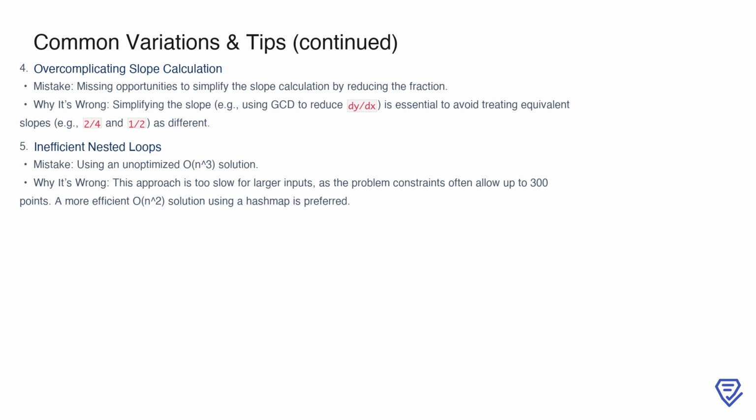Another pitfall to avoid is using inefficient nested loops. A naive O(n³) approach, where you check all pairs of points against all other points, is far too slow for larger inputs, especially since the constraints may include up to 300 points. Instead, aim for an O(n²) solution by leveraging a hash map to group slopes efficiently. This improvement will save you both time and computational resources while still covering all necessary cases.